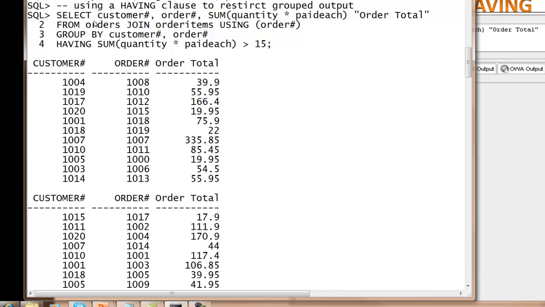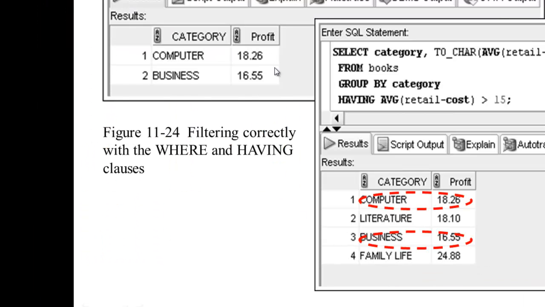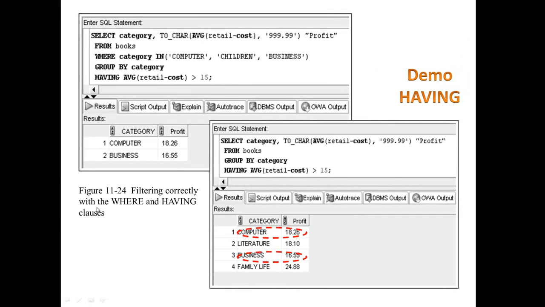This one is using the having clause to restrict the grouped output. Customer number, order number from orders. We're joining order items using the field called order number, grouping it by customer number and order number, and then having the sum order total greater than 15. So a lot of them met that criteria. Here's the 24 one we just looked at, filtering correctly with the where and having clauses. So this is run, and then here's the other one. This one left the 18.26 and the 16.55. Notice those stayed. So this one worked well. Quite different reports. So do keep those in mind.